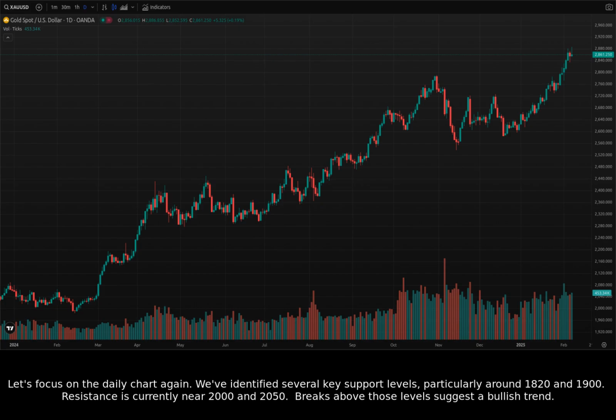Let's focus on the daily chart again. We've identified several key support levels, particularly around 1820 and 1900. Resistance is currently near 2000 and 2050. Breaks above those levels suggest a bullish trend.